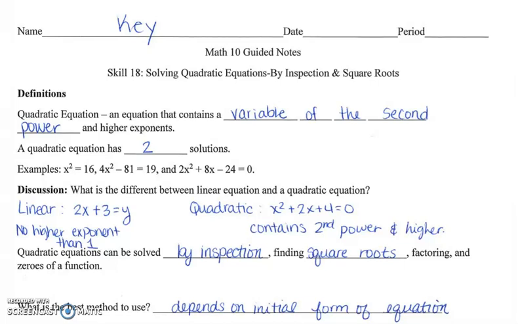Okay, here are your notes for the day. If you notice, we went from skill 13 all the way to skill 18. We'll go back and fill in the gaps of some of the stuff that we skipped over, but we wanted to hit some of this stuff before your I-steps. It's important stuff. It's quadratics.